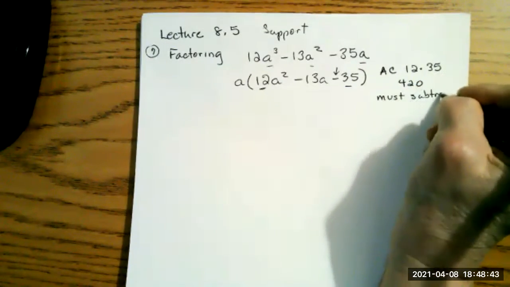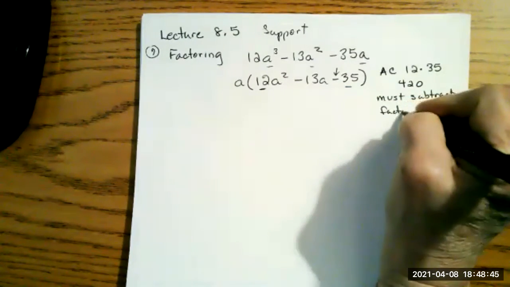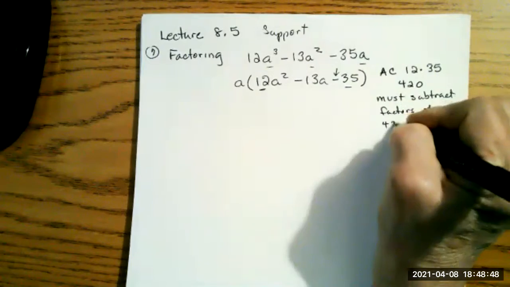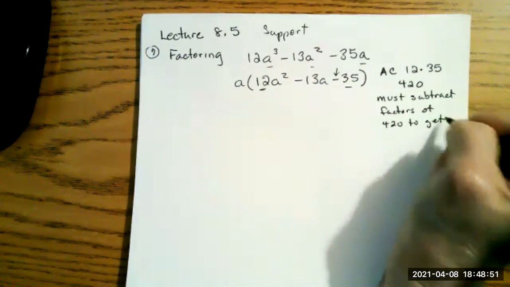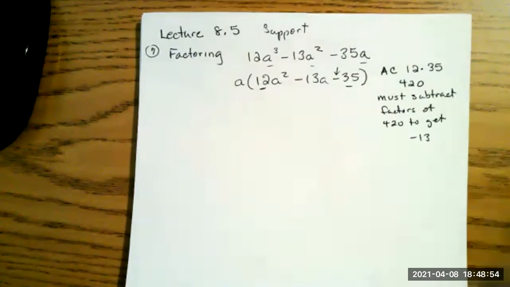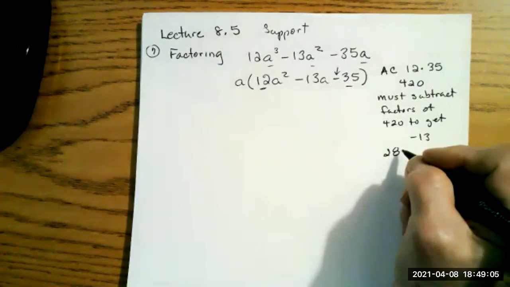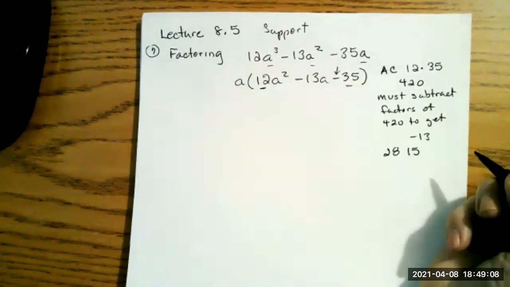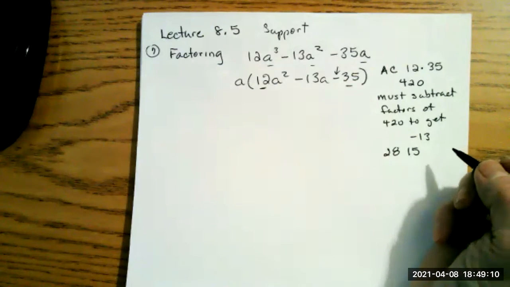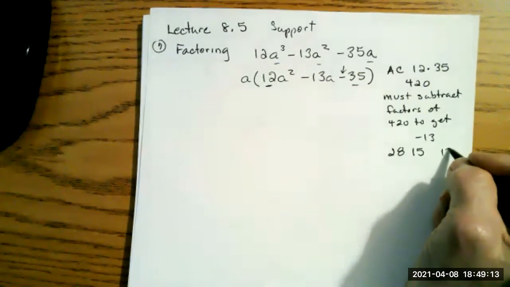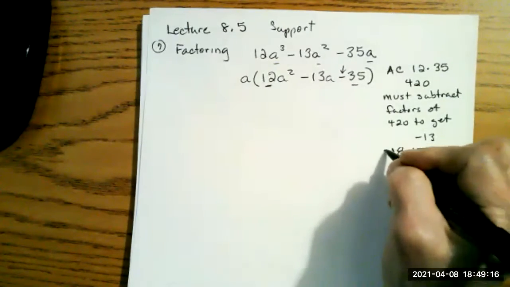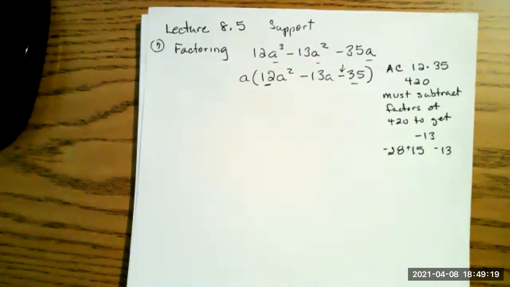So now this last sign, remember, says that I must subtract factors of 420 to get negative 13 in the middle here. That's what I want. Well, I played with it a little bit, and you can do as much playing with it as you want to, but I figured out that if you use 28 times 15, you get 420. And if you subtract those, you get 13. And you can get a negative 13 if you make your 28 negative and your 15 positive.